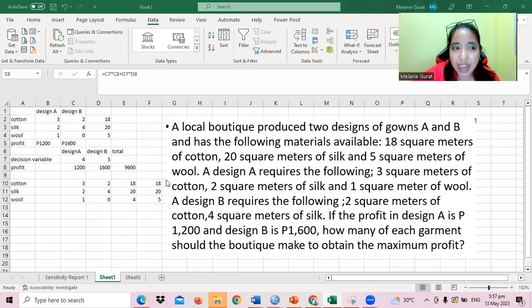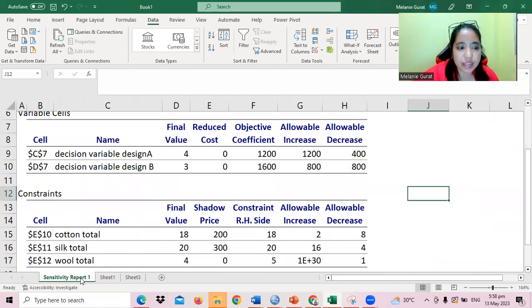Just to have a background of the problem that we solved using sensitivity analysis, we were able to identify the number of gowns that will be produced using design A and design B, provided of course that there are available materials for cotton, silk, and wool, and the profit that we will gain in selling design A and design B. We computed that the number of design A that we will produce is 4, and the number of gowns using design B is 3, to come up with a maximum profit of 9,600.